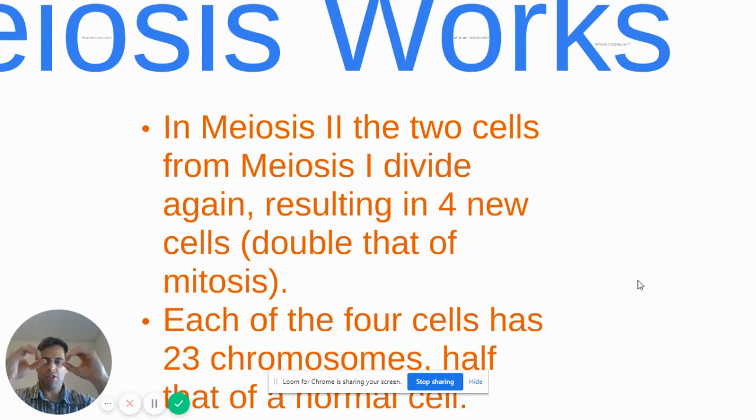In meiosis 2, when these two cells start dividing again, each one of these will become two more, resulting in a total of four cells, which is double the number compared to mitosis. Each of the four cells at the end of the process now has half of the chromosome number. In the human species, for example, there are only 23 chromosomes.